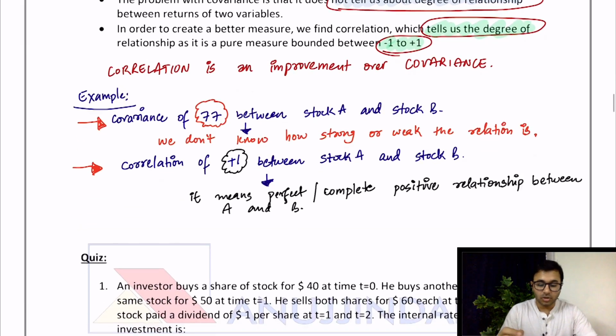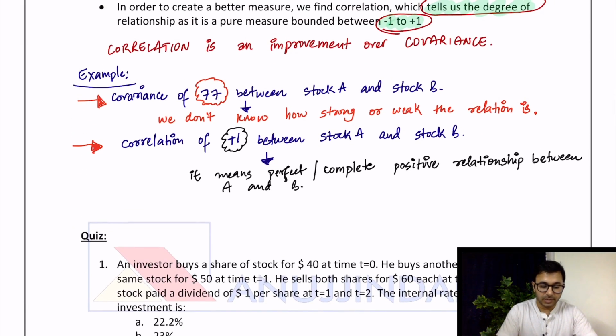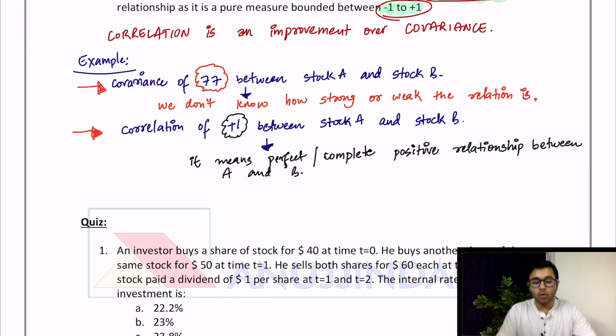Okay, it does not tell us, for example, if covariance is 77 between stock A and stock B. If you look at this example, it says the covariance between stock A and stock B is 77. So we know it's positive 77, but what about it? How do we compare it with anything else? There is no comparison possible. So we don't know how strong or how weak the covariance or the relationship is.